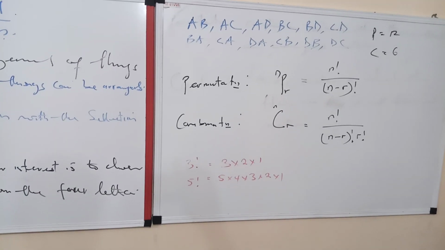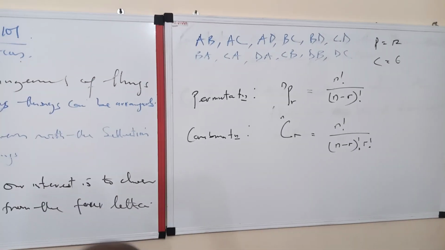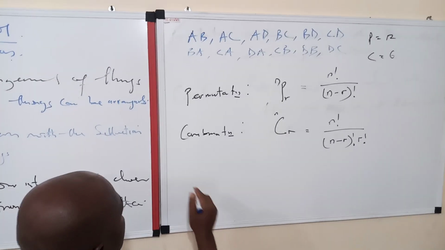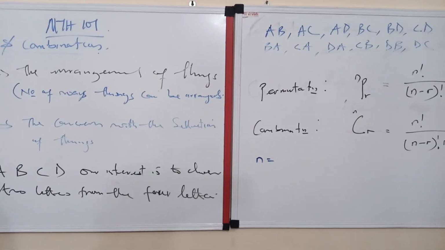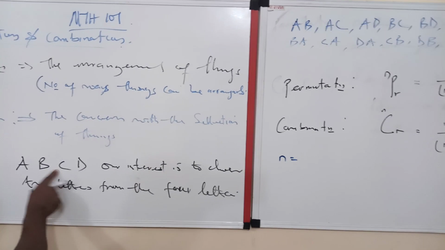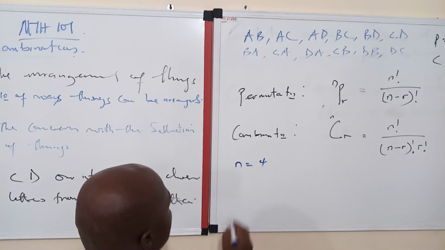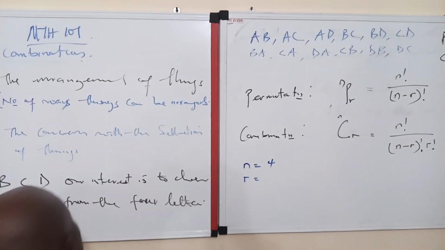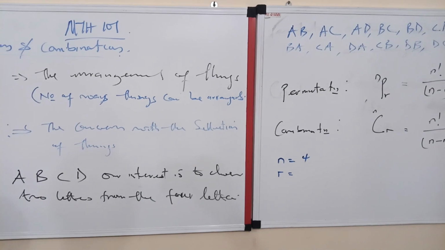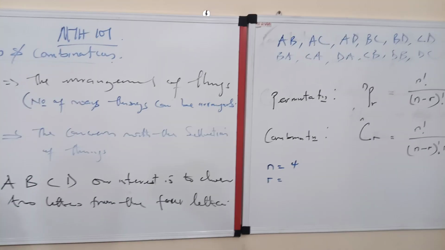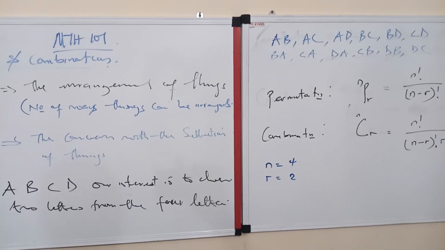So let's try to see if what we have done here is true. Now, we see that n here is equal to 4. The number of elements to be considered is 4. Whereas r is the manner in which they want to be arranged, and we said we should arrange them in twos. Or in terms of combination, we said combine them in twos.